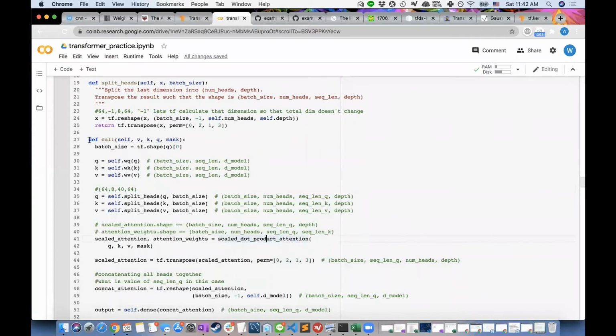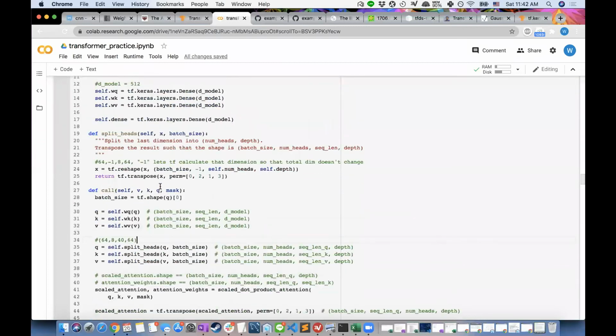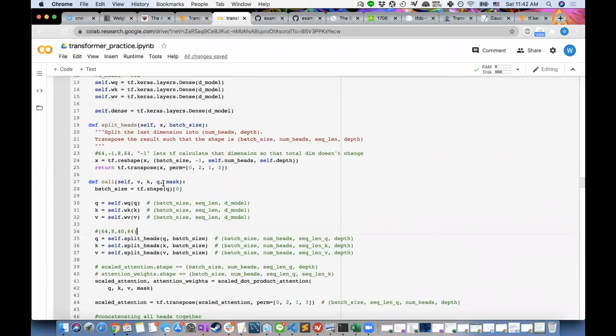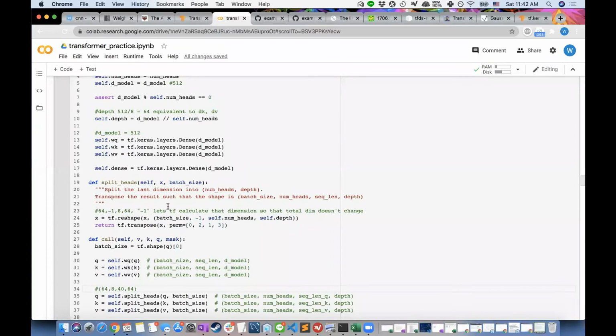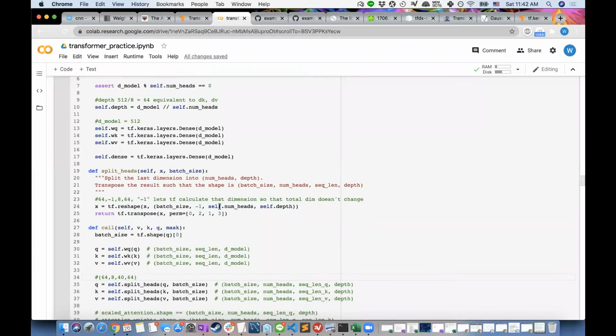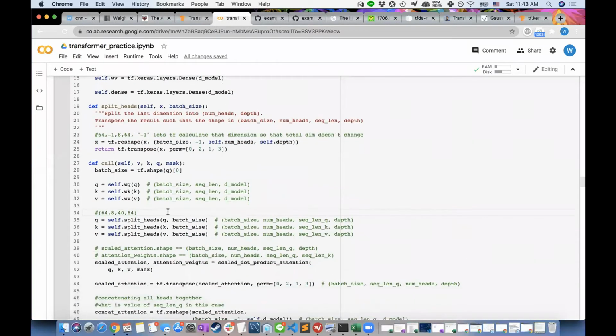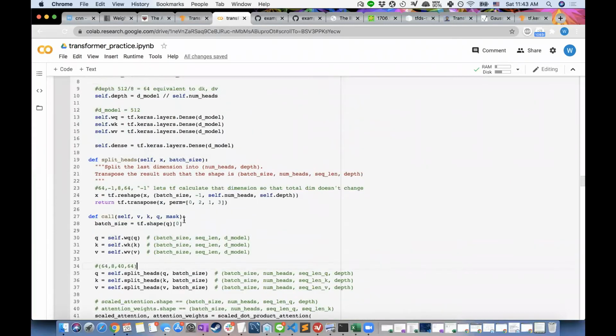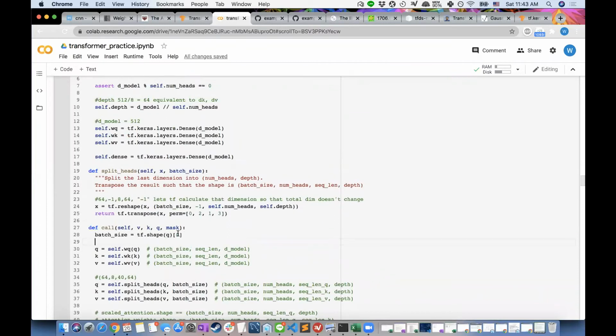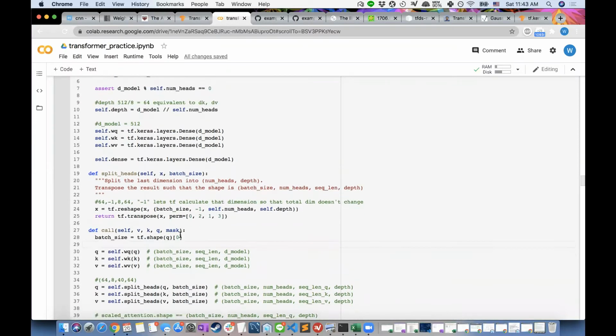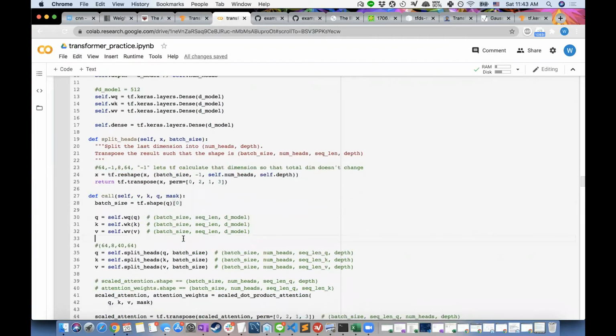Okay. Define a call function so that this can be called and do the calculation actually, because this is just defining a function to split the heads, and you call them under this function. And batch size, tf.shape of q. So basically, whatever you're passing, QKV, they should all have a batch size of, in this case, 64, and you just query that.